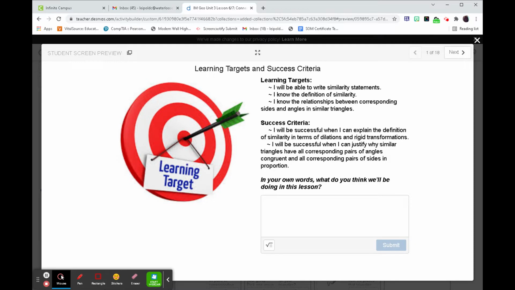So you will know you're successful if you can explain the definitions of similarity in terms of dilations and rigid transformations in both of those, and be able to justify why triangles have all corresponding pairs of angles congruent and all corresponding pairs of sides in proportion. So if you'd like to think in your own words, what do you think we're going to be doing in this lesson today?